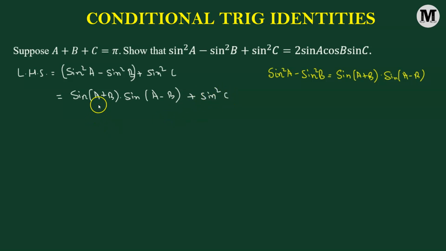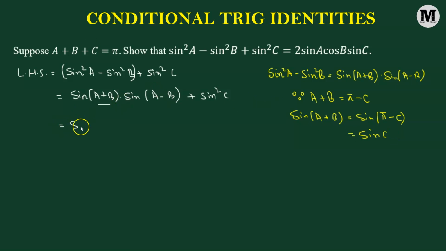Now here what we'll do is change sine of a plus b by taking the help of the given condition. That means a plus b plus c equals pi radian, so we can also say a plus b equals pi minus c. Now we take the sine function on both sides. So sine of a plus b equals sine of pi minus c, which simply equals sine c, meaning we can replace sine of a plus b with sine c. So we have sine c multiplied by sine of a minus b plus sine squared c.